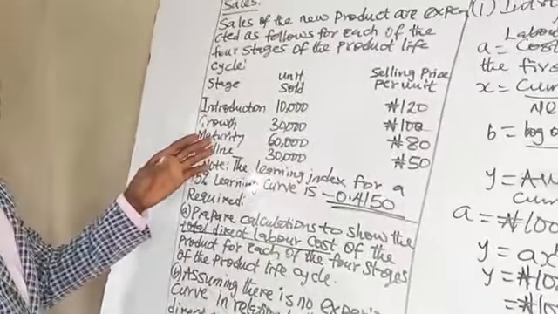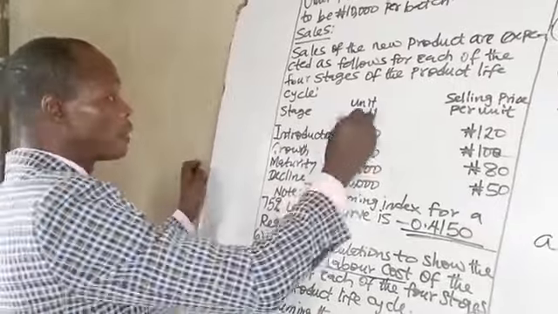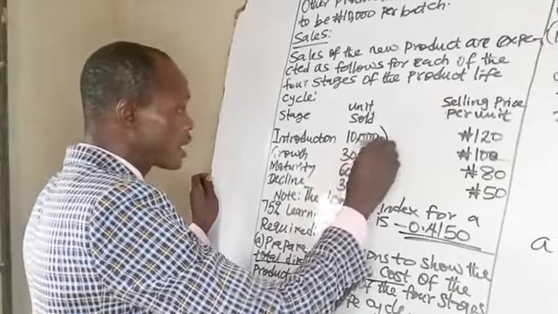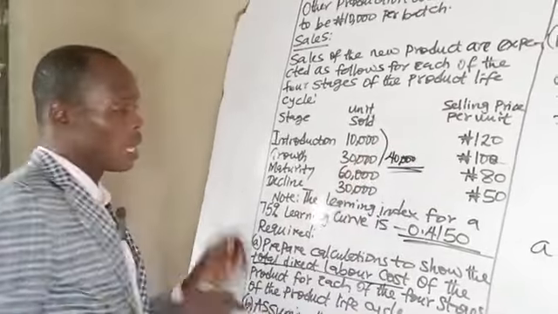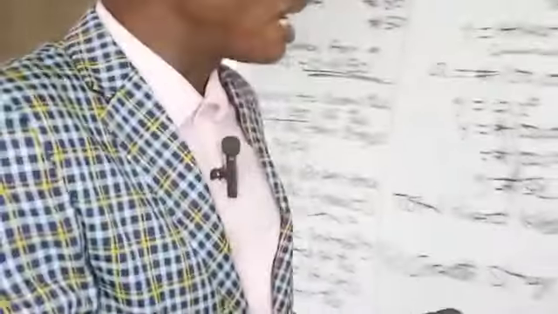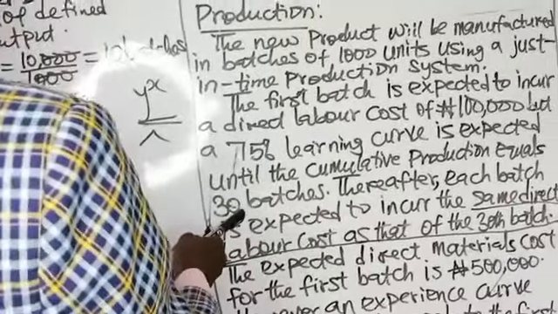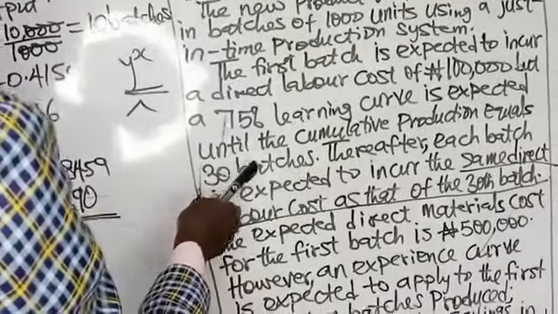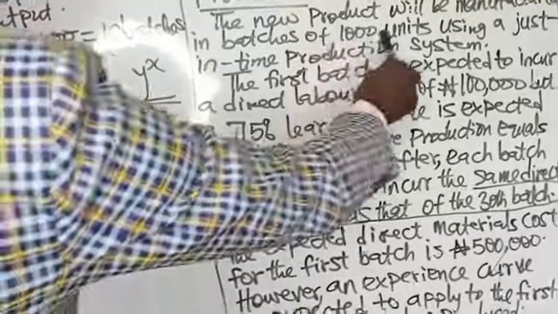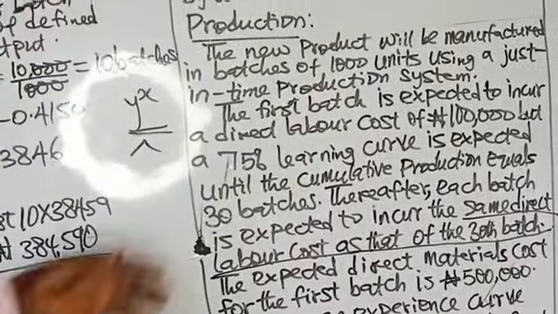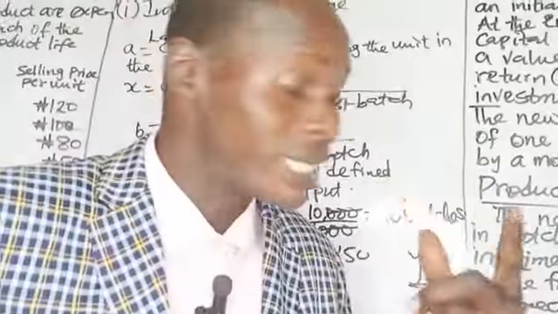Remember, you were told that if you look at the cumulative output up to the growth stage, you have 10,000 plus 30,000. That will be 40,000 units. And you were told from the question that the learning curve will stop when the cumulative output reaches 30 batches. So if you have 40,000 units as the cumulative output, and the number of units in the first batch is one, number of units per batch is 1,000. Therefore, 40,000 divided by 1,000 will give you 40 batches, which have exceeded the 30 batches they were talking about here.